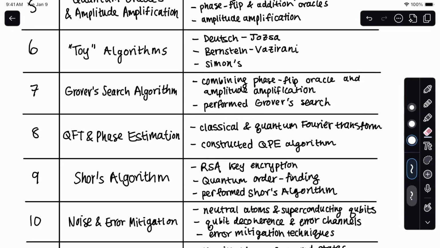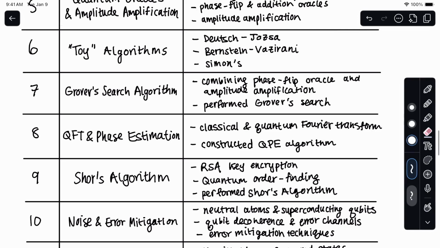Then we talked about Grover's search algorithm. So we combined that phase flip oracle and amplitude amplification in order to basically amplify the correct thing that we're searching for and give us the highest possible probability of measuring it.